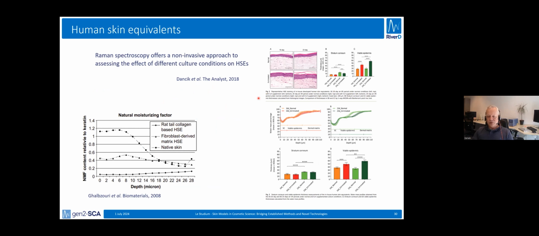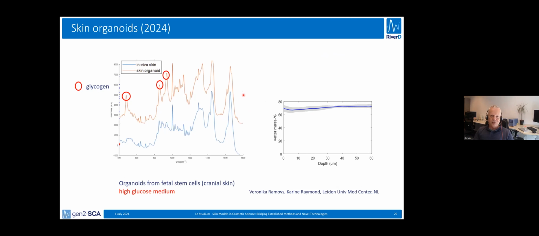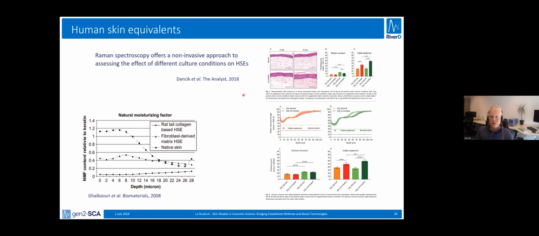But we also saw how, if you look at the skin organoid results, the way you culture the models has an effect on their molecular composition. So this can also be turned around, of course. That means that Raman spectroscopy offers a method to actually test how well your skin models resemble actual in vivo skin, and also how your culture conditions affect their composition.